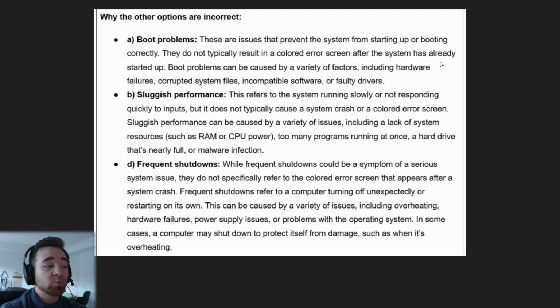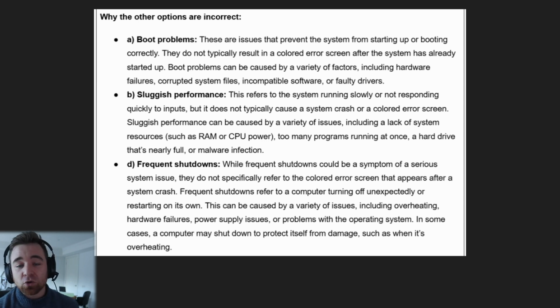As to the other incorrect options, you've got boot problems, right? So that could be anything to do with you having difficulty booting. An example of that could be maybe you've left a new USB in the USB slot in your device, and now your computer's trying to boot from that, and it's saying I cannot boot, and you might have to go in and reorder the boot order in the BIOS. That's just an example. It could be a wide variety of other things.